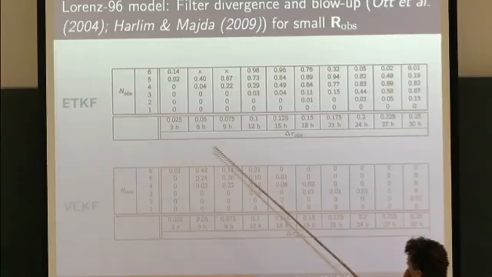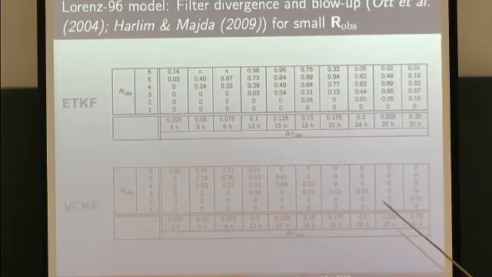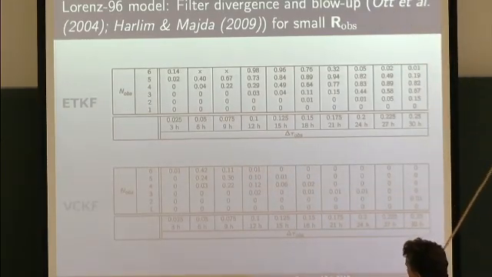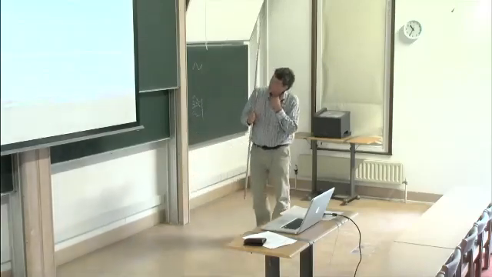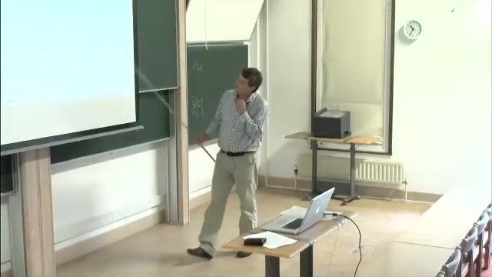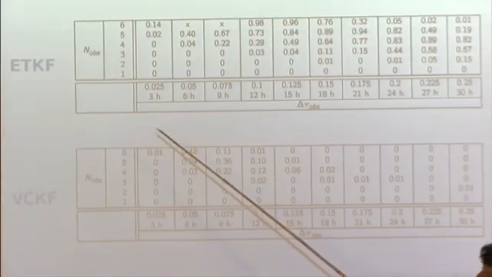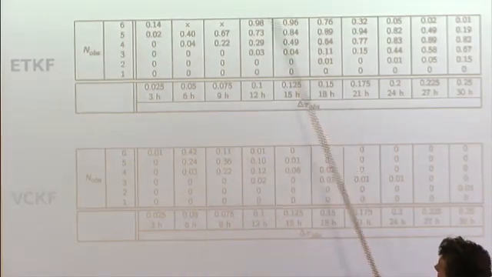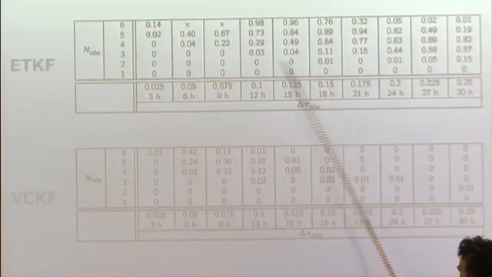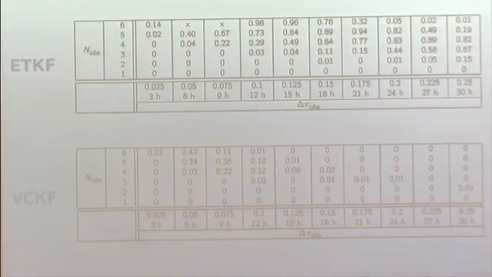Then we also looked at the phenomenon of blow-up, that was first, I believe, studied by Ott in 2004. The ETKF blows up for intermediate delta T_obs. That means all the ensembles collapse, your error covariance becomes singular, and your filter goes through the roof.